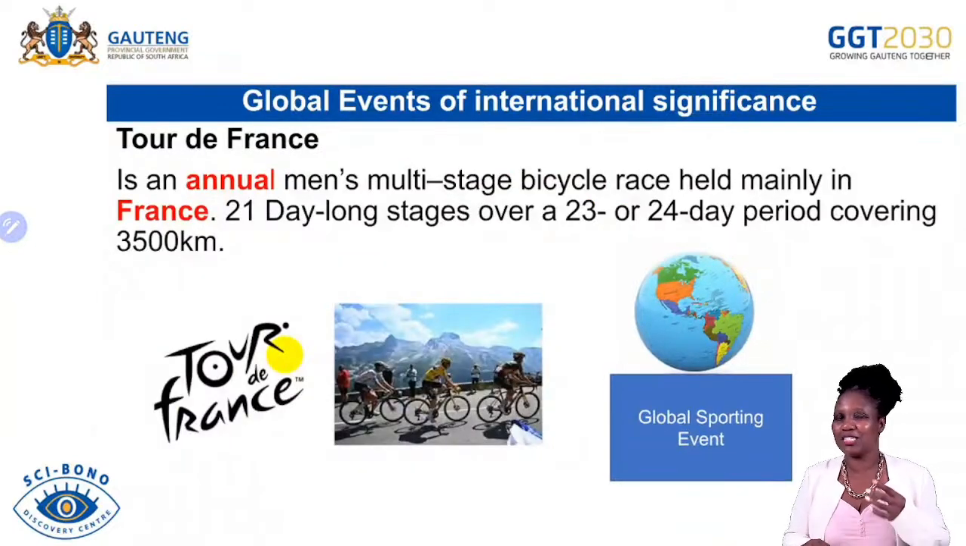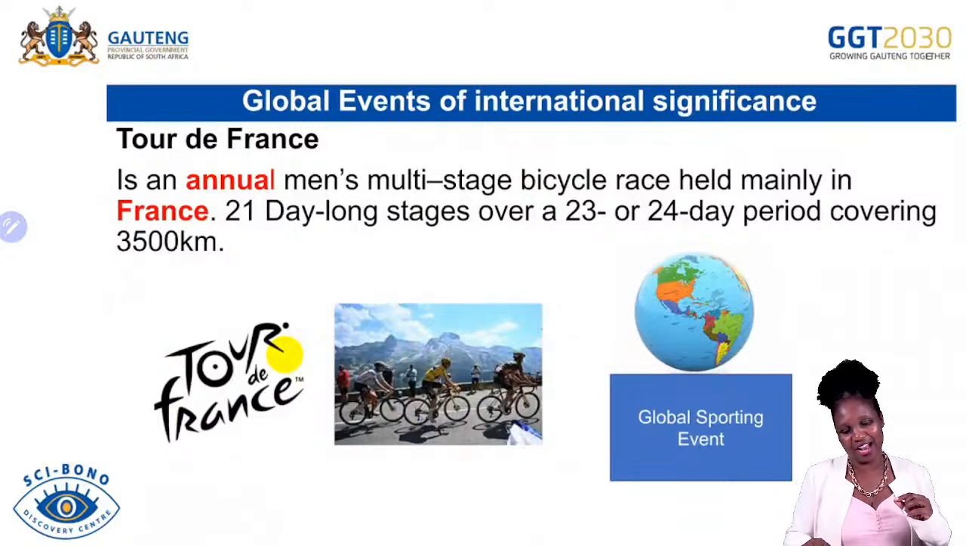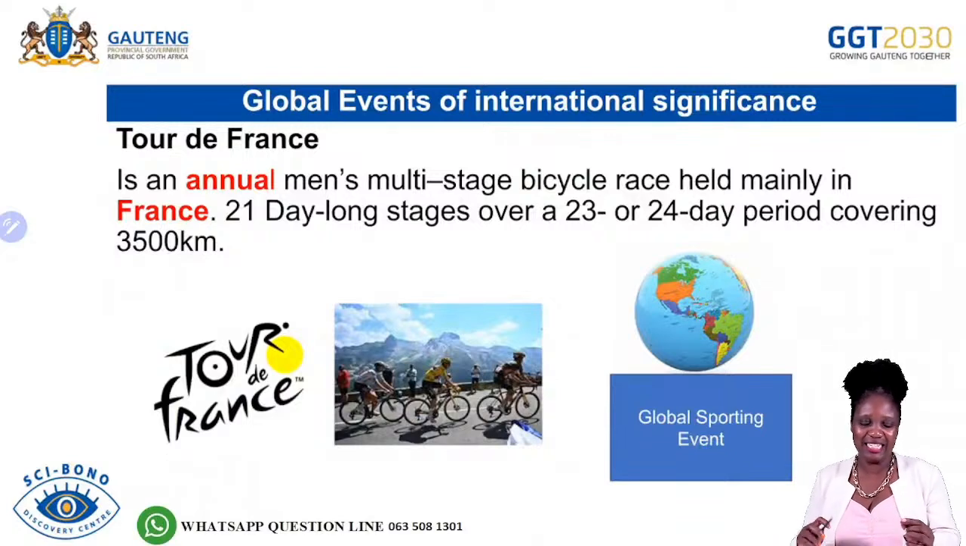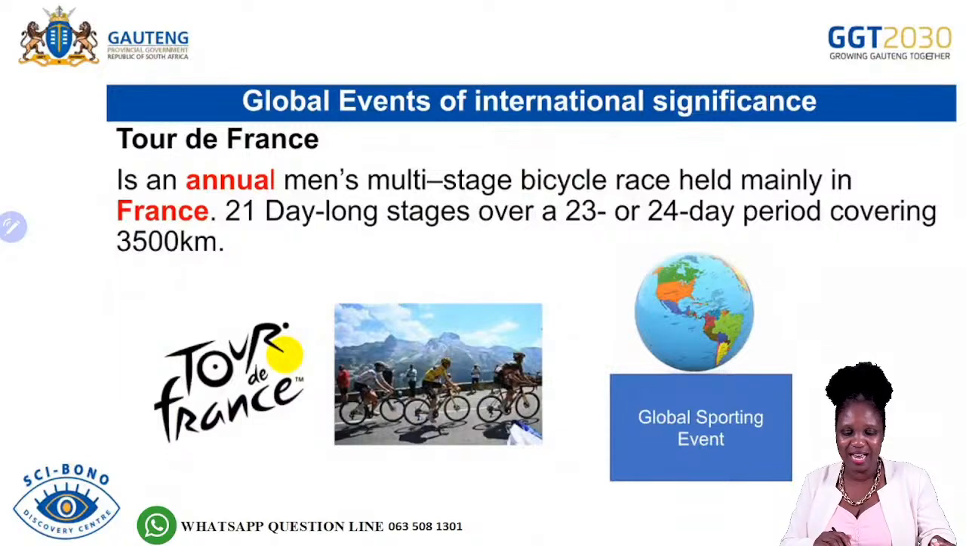And then we've got another sporting event, that is Tour de France. It is an annual event. Okay, it is a men's multi-stage bicycle race held mainly in France, and we've got 21 stages over a 23 or 24-day period covering 3,500 kilometers. That is Tour de France, and it is a bicycle race.